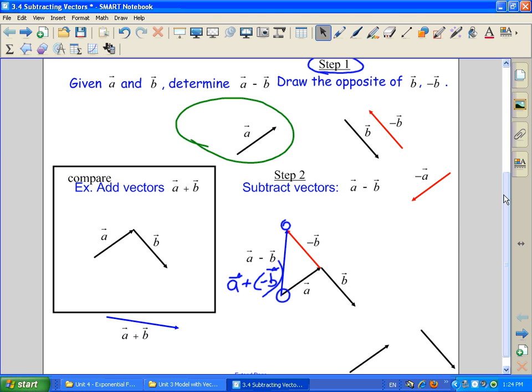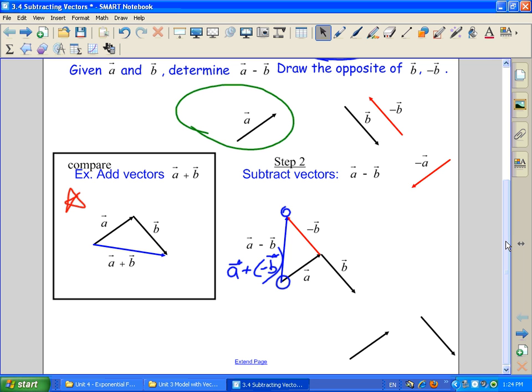Let's compare that to adding from last day. When we had A and B, we wanted to add them. We would just go tip to tail and then draw our resultant from the start to the finish. Again, order was important, but it wasn't as confusing. Notice the difference when you add the vectors and when you subtract the vectors. They look to be similar in magnitude, but are definitely different in terms of direction. So there's a little example of that.